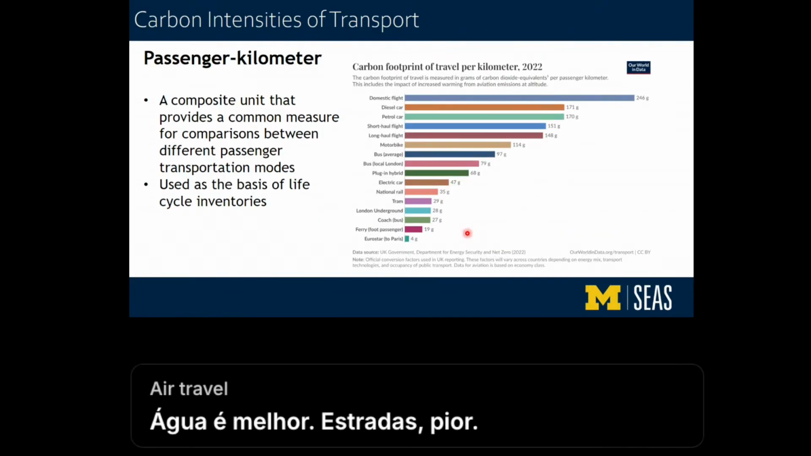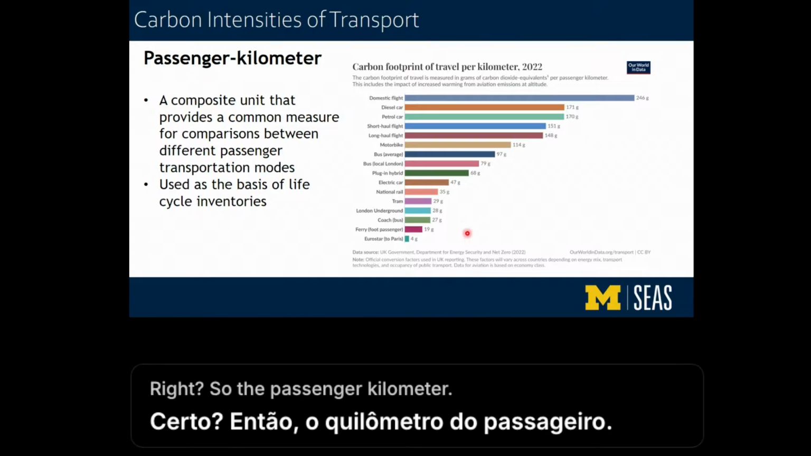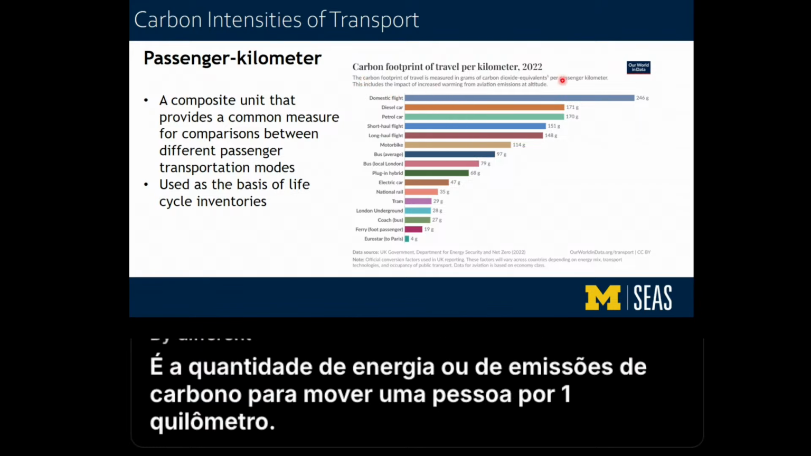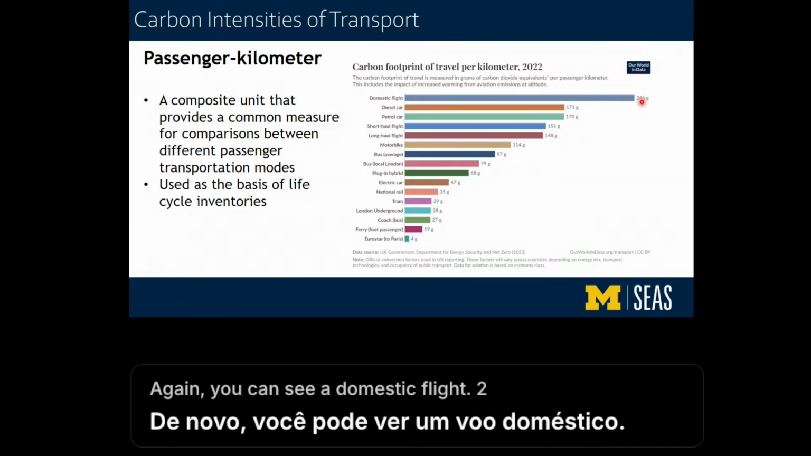And we can do this also for passengers, right? So the passenger kilometer, it's the amount of energy or carbon emissions to move one person 1 kilometer by different transport modes. Again, you can see a domestic flight, 250 grams of carbon per passenger per kilometer.